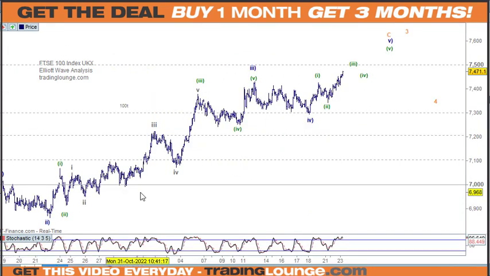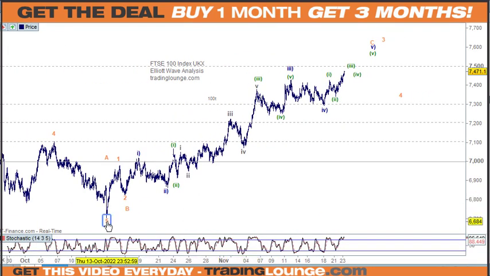Over to the FTSE though, just looking at it from this particular low, as we've been counting here as 1 and 2, 1 and 2, 1 and 2, and 1, 2, 3, 4, 5 for the third, fourth and fifth. So yeah, all going quite well, third and fourth here. Then we're looking for 1, 2, 3, 4, 5 up here.